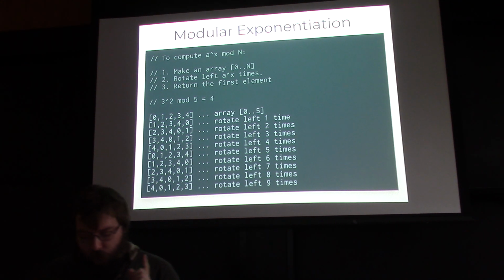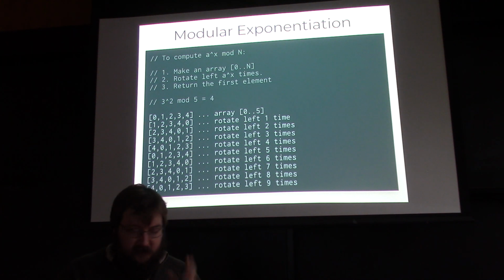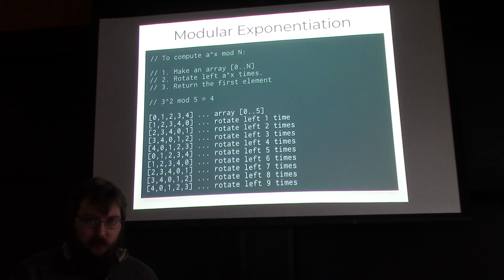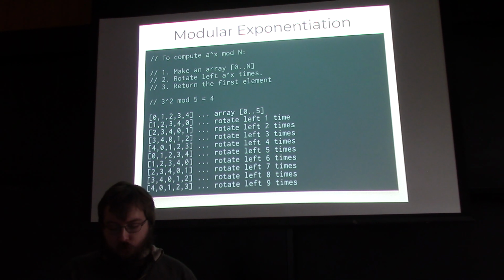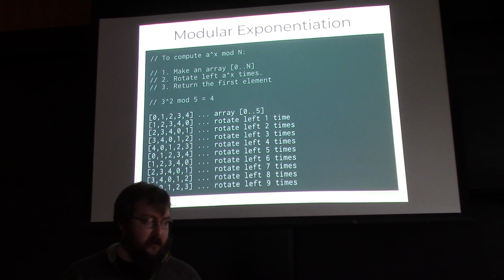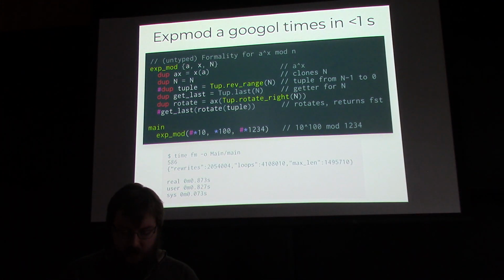So this is a modular exponentiation algorithm. If you want to compute a to the x mod n, you make an array or a tuple of the range between 0 and n, rotate the tuple to the left a to the x times, and return the first element. It's a really silly algorithm. There are much better ways to do this, but it illustrates something cool about this language, because we can do this in under a second.